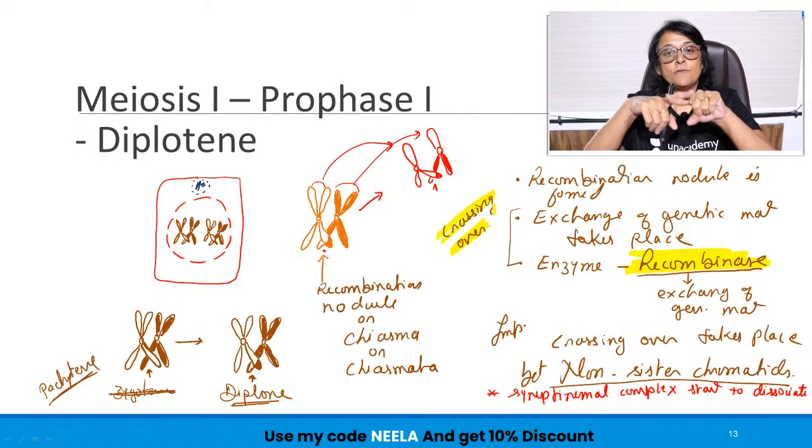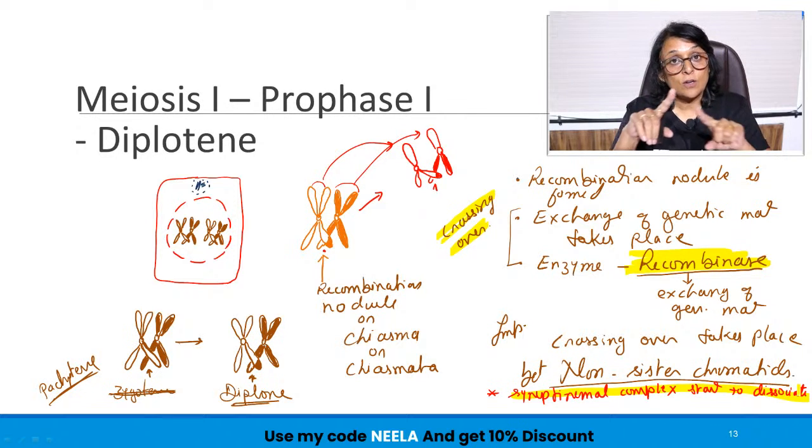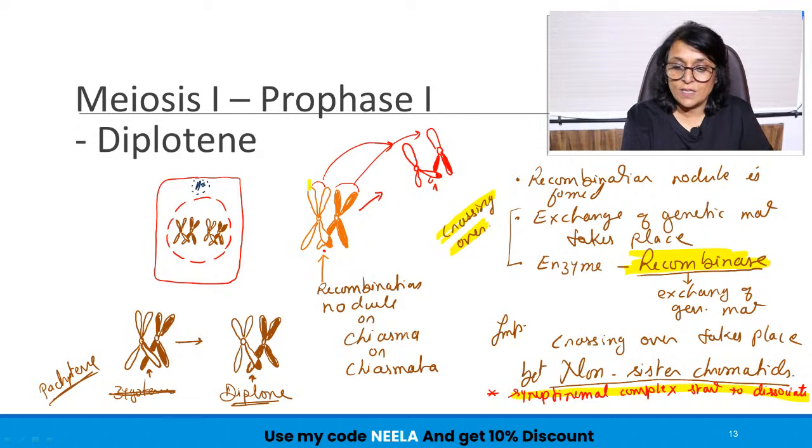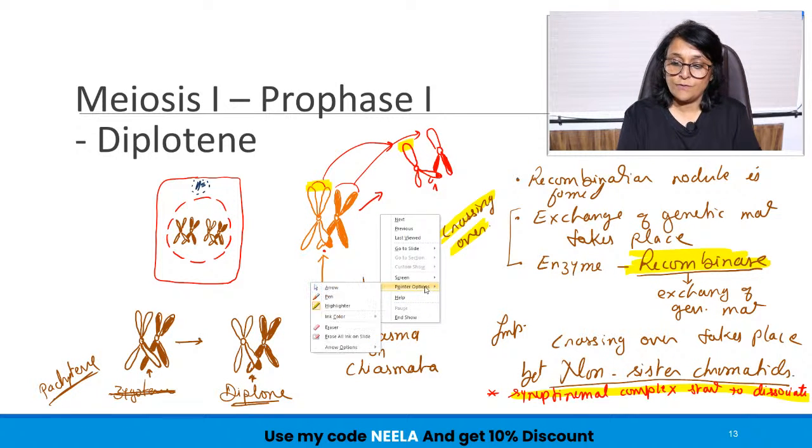When these 2 are fused, we do not need the synaptonemal complex now. So synaptonemal complex starts to dissociate. Its job is over. The non-sister chromatids which are not crossing over, they can fuse. So here we have shown this, that these 2 which were separate, now they have fused. So all these changes, they begin towards the end of Diplotene.